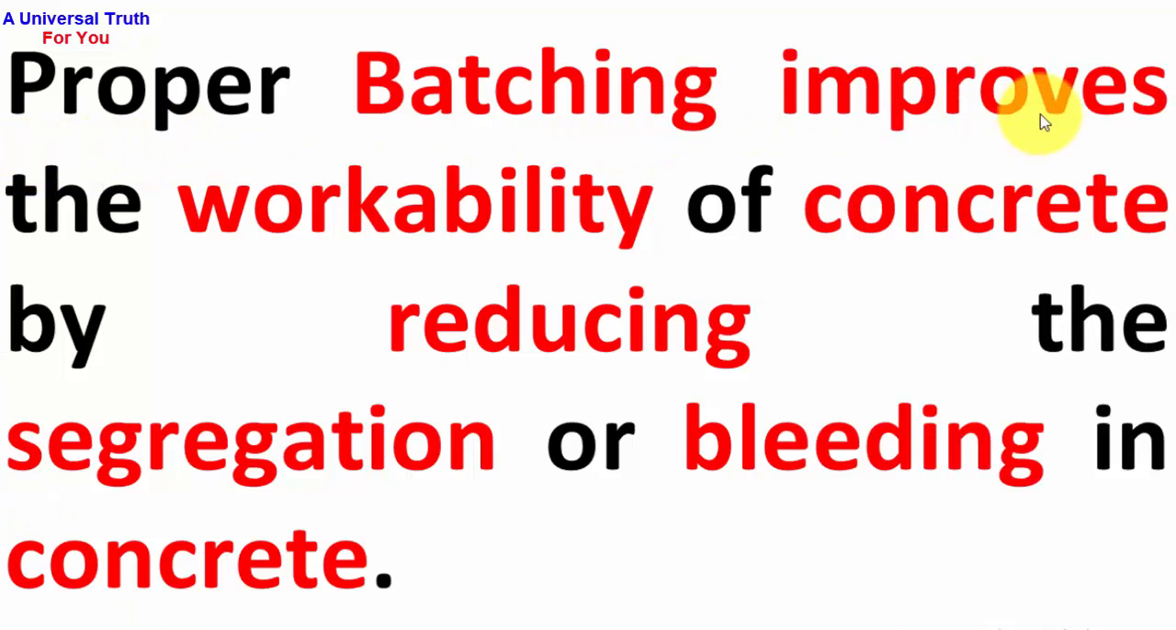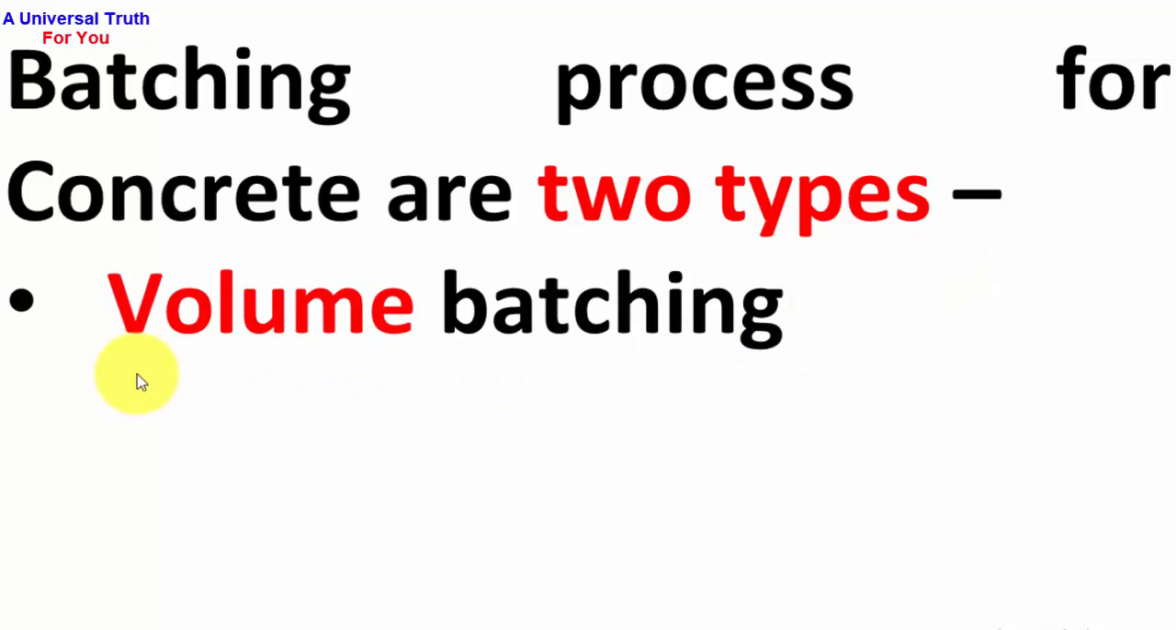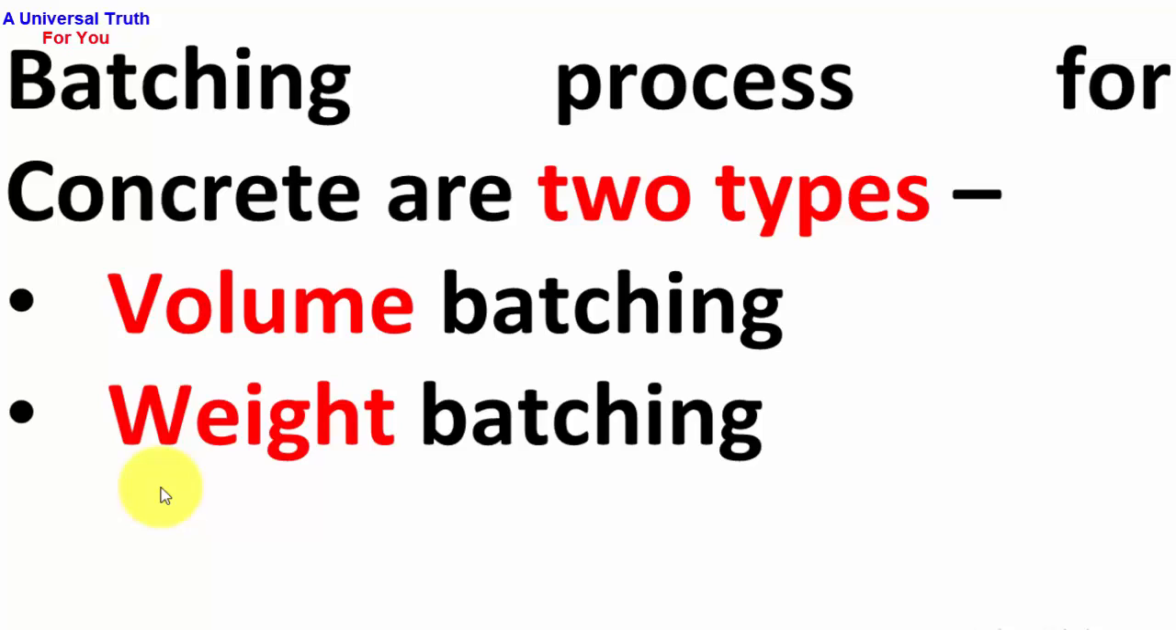Proper batching improves the workability of concrete by reducing the segregation or bleeding in concrete. Batching process for concrete are two types. Number one is volume batching and number two is weight batching.